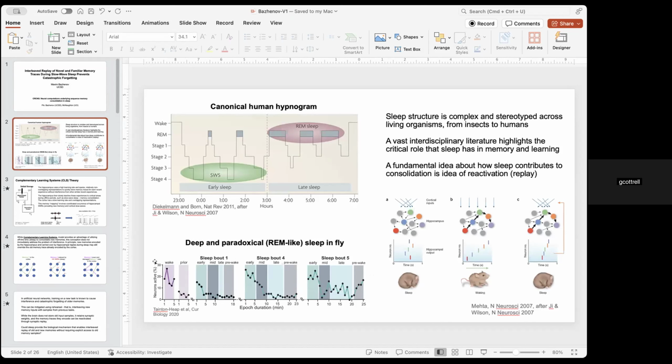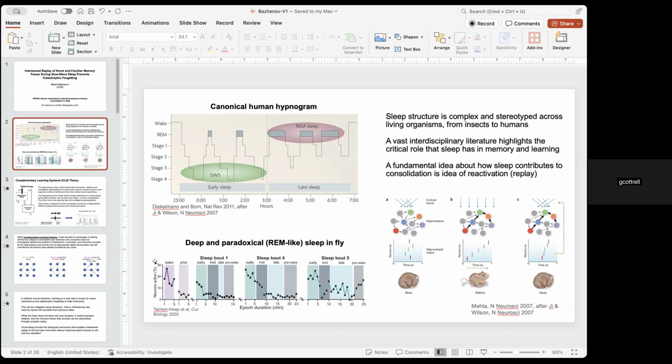Okay. Again, the topic of my talk is sleep and memory consolidation. In my opinion, one of the more striking arguments in support of the idea that sleep plays a big role in memory consolidation is how stereotyped and constrained sleep structure is across species.